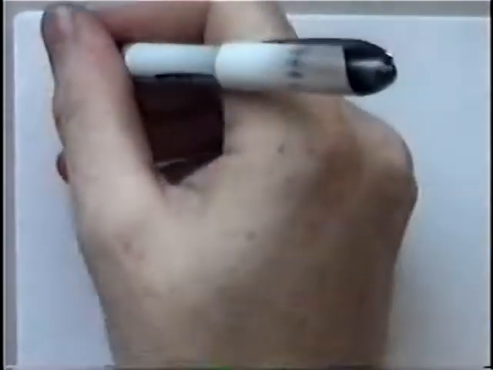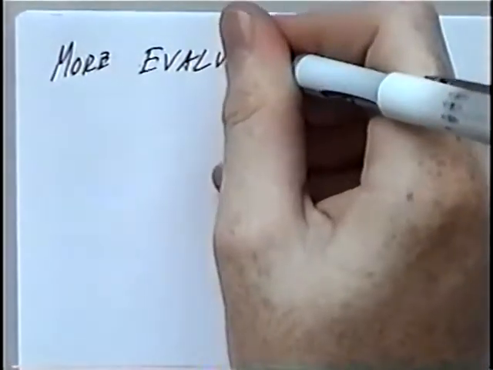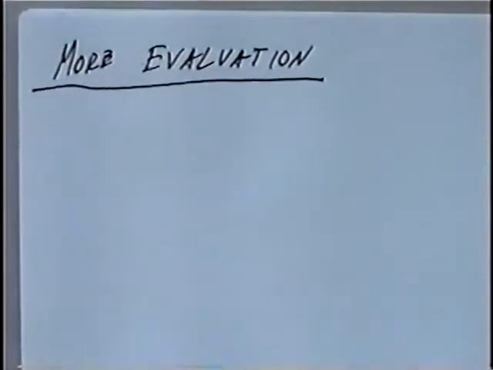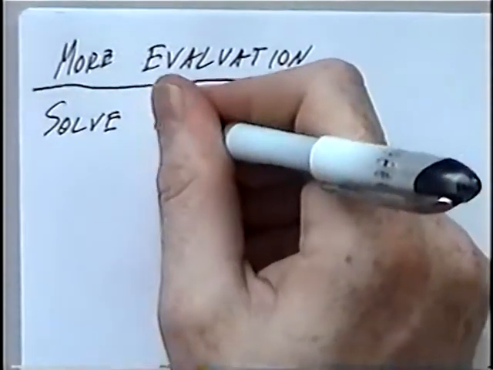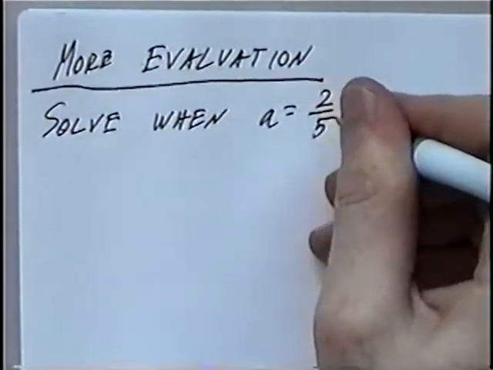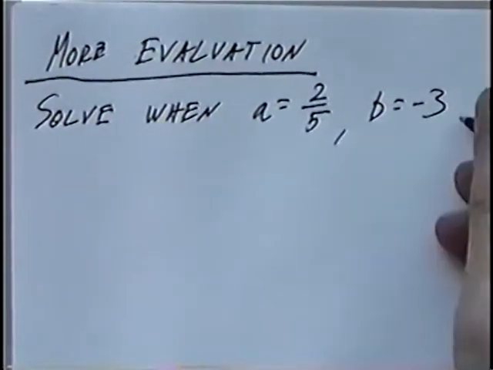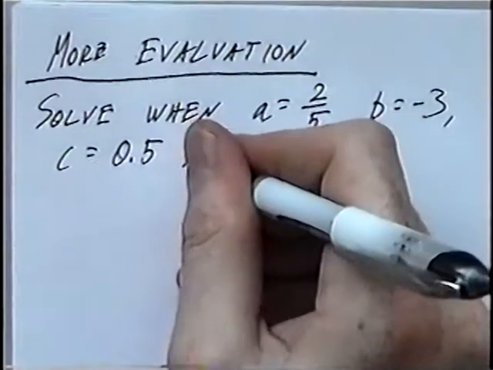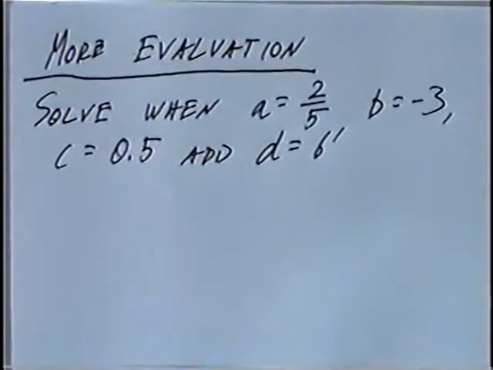Title of the next section notes is More Evaluation. Directions are solve, when A is equal to 2/5, B is equal to -3, C is equal to 0.5, and D is equal to 6.